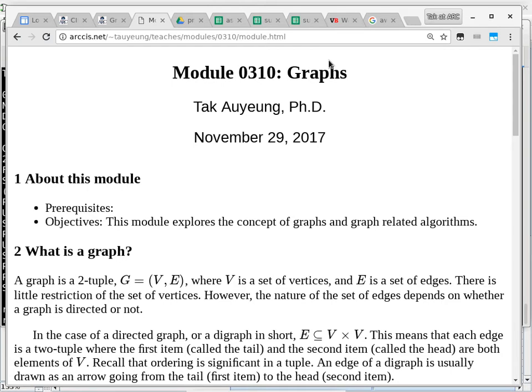This is not updated yet, so the A star is still not there. The A star algorithm that I put in here is not going to be the usual A star algorithm, so it's going to be a little bit different. But I will put it there for sure.